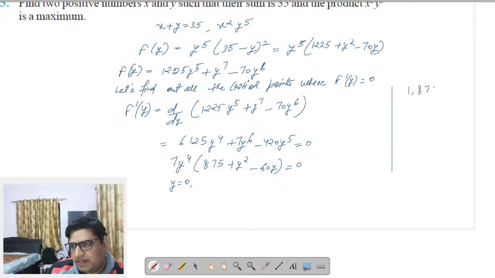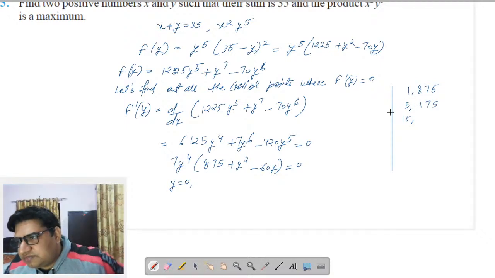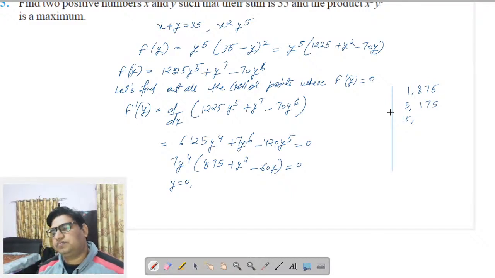So 1 into 875, and then if we divide that by 5, 5 1s are 5, 5 7s are 35, and then 5 5s are 25. And if we take 15 and try to divide by it, 15 5s are 75, and here we'll have 12, so 125 does not come in the table of 15, so it will not go by 15.